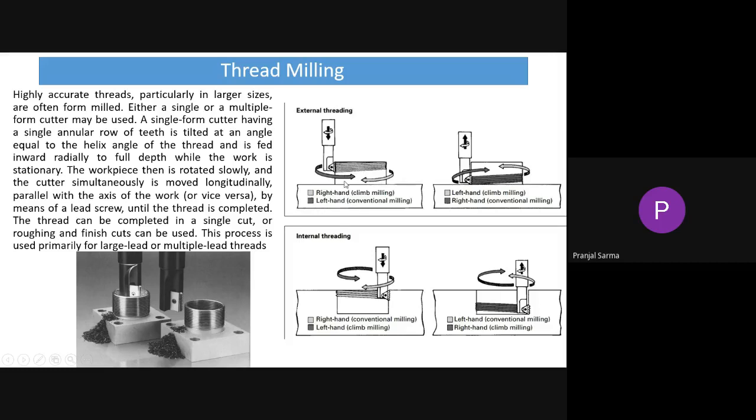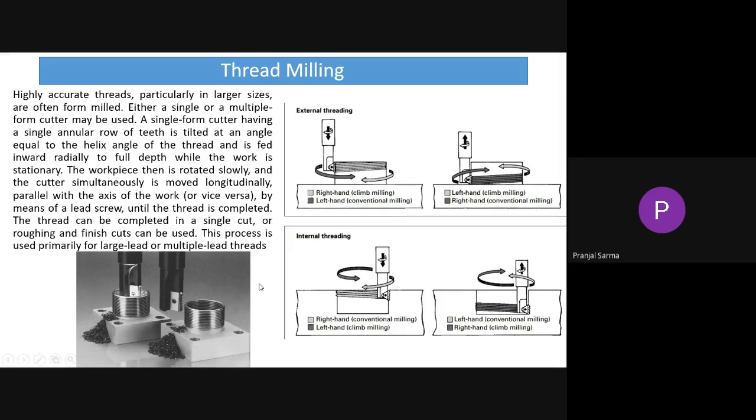Depending on the speed of rotation of the workpiece, the cutter also has to be fed, moving parallel to the workpiece. For this work, generally we can use a lead screw, and until the thread profile is completed up to the required length, we keep on doing this. In this thread milling operation, the process may be over in a single cut, or we may have to go for multiple passes, starting from the roughing cut to the finishing cut, so as to get the final thread profile.